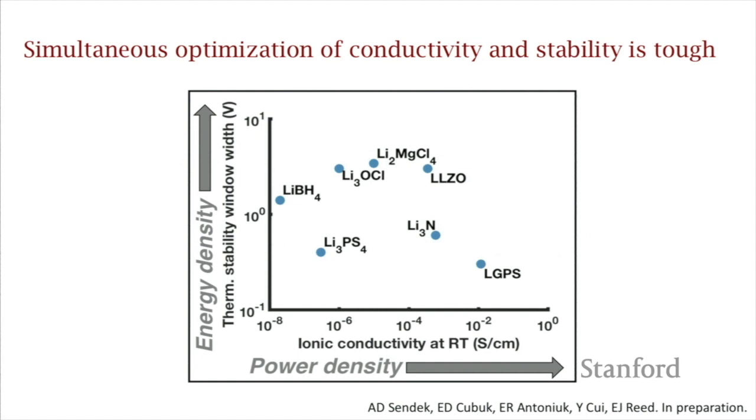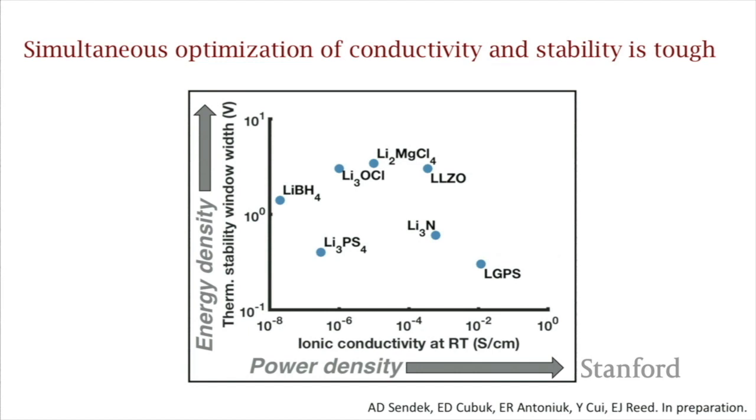I mentioned stability in the first part of the talk, but I'd like to come back to it here. Electrochemical stability is also a very important metric in these materials. We've talked about conductivity so far, which is indicative of power density. It has to do with how much current you can get out of the cell. The electrochemical stability window tells you about the voltage you can have across the cell. So that's more like energy density.